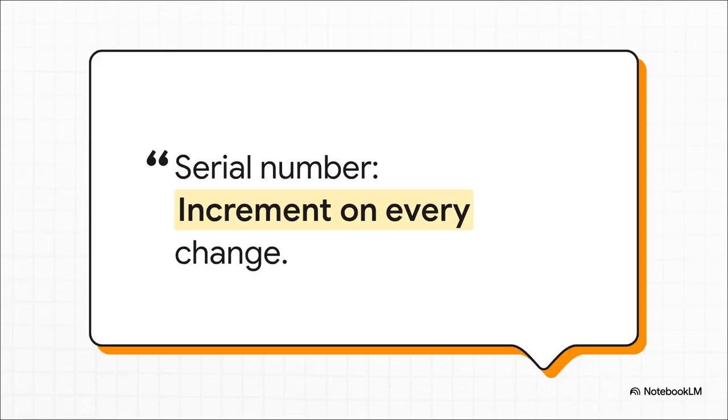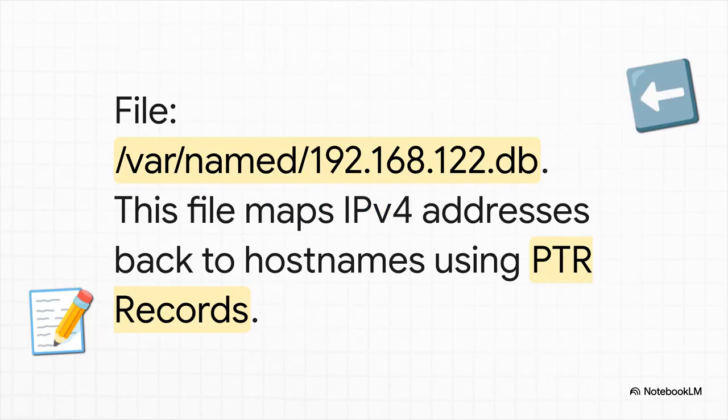Now here's a pro tip, and trust me, this is a big one. See that serial number? It's not just a random number, it's a version counter. Every single time you change this file, you have to increase this number. It's how other DNS servers know your information has been updated. A really common trick is to use the date, like YYYYMMDD, and then a 2-digit number for revisions on that day. All right, forward zone is done.